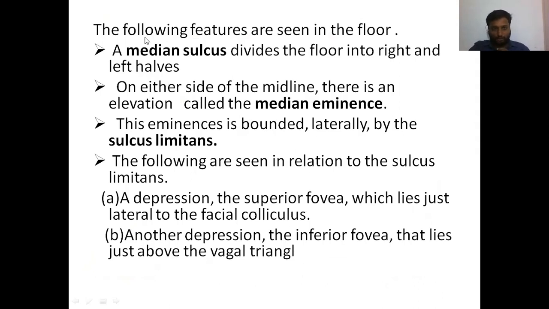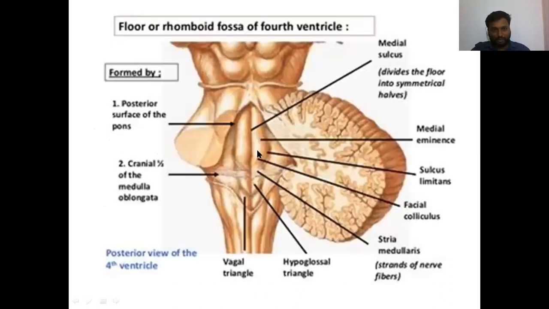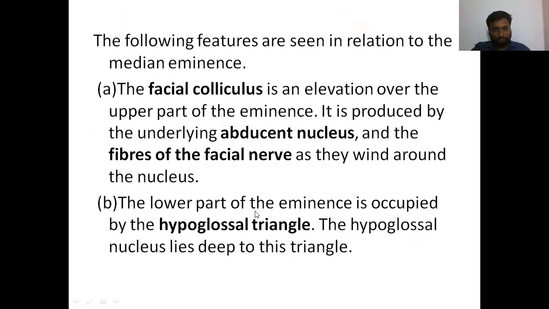So now we know what is meant by the median sulcus, and what is meant by the sulcus limitans, with the median eminence between them. Then some properties of the limiting sulcus: one depression is the superior fovea, another is the inferior fovea. Then the facial colliculus, and below that the vagal triangle. We already saw that. The facial colliculus we saw, then the hypoglossal triangle, that is also there.